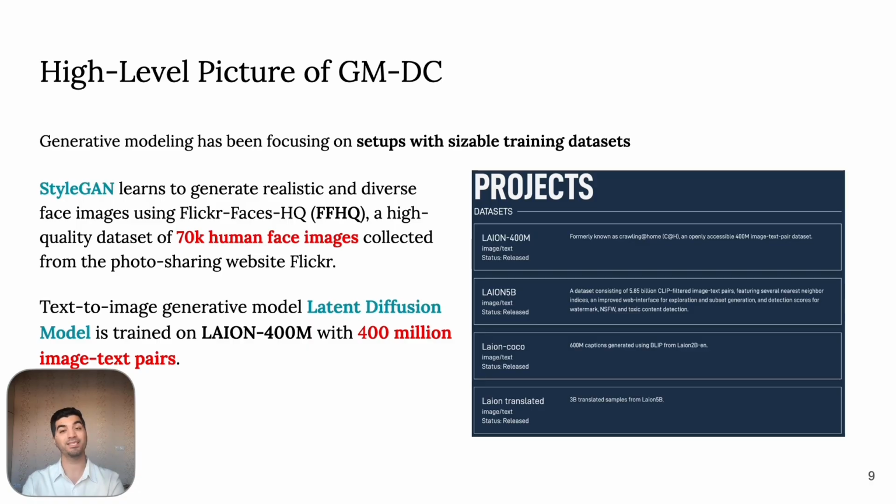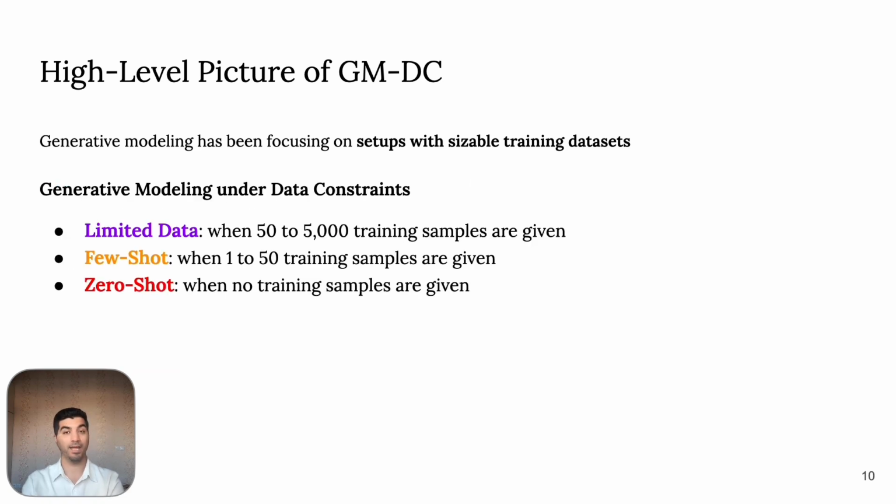If you want to train these models from scratch, it will need a lot of data. For example, StyleGAN2 is trained on 70,000 human face images from the FFHQ dataset, and latent diffusion is trained on 400 million image-text pairs. If you don't have that much data, you won't be able to train these models and get the same quality. And this is exactly what this talk is about: training generative models when you have data constraints.